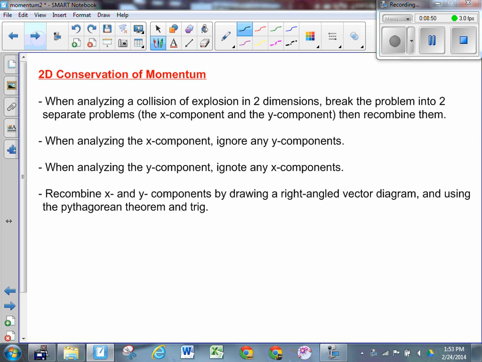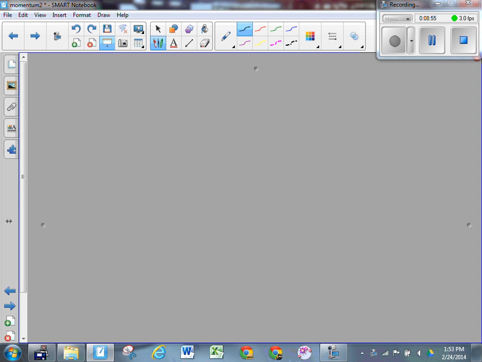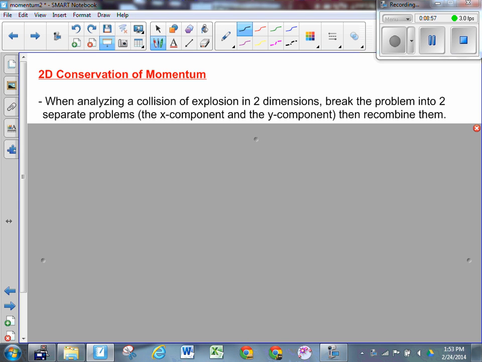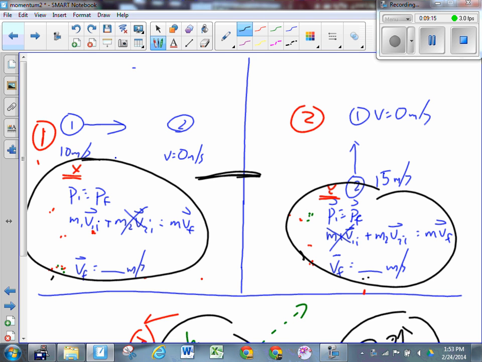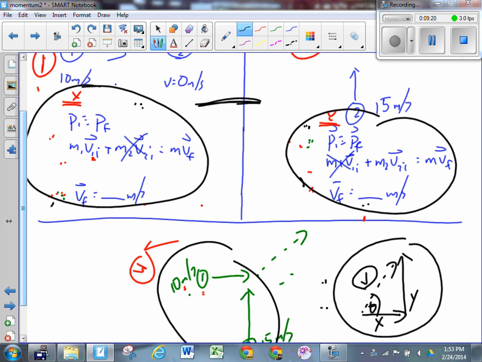Hey, let me give you a tiny little bit of notes here, and we'll see if we have time for one example here, okay? So the first line says that when you're analyzing a collision or explosion, that should say or, not of. A collision or explosion in 2 dimensions, what you want to do is break the problem up into 2 separate problems, the x and the y, and then recombine them. Right? Here we broke it up into the x, here we broke it up into the y, and then down here we recombine them using the Pythagorean theorem and some trigonometry.